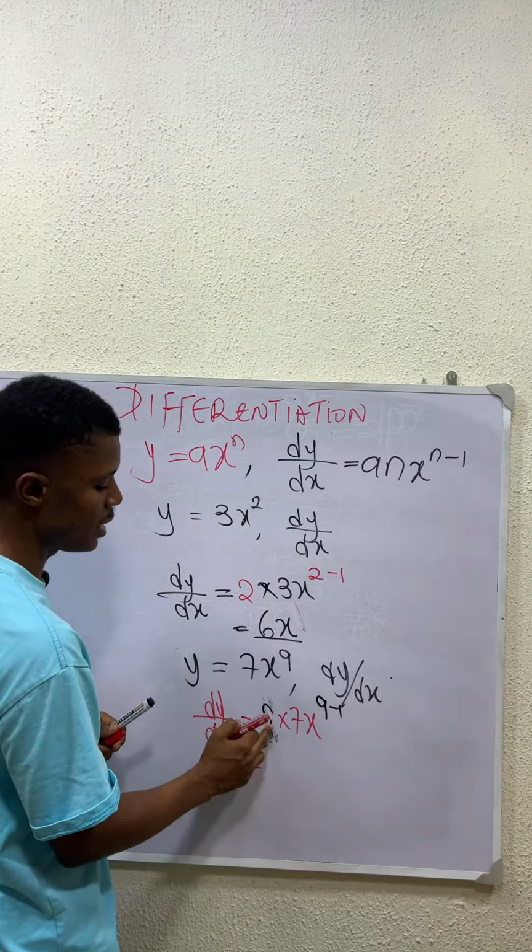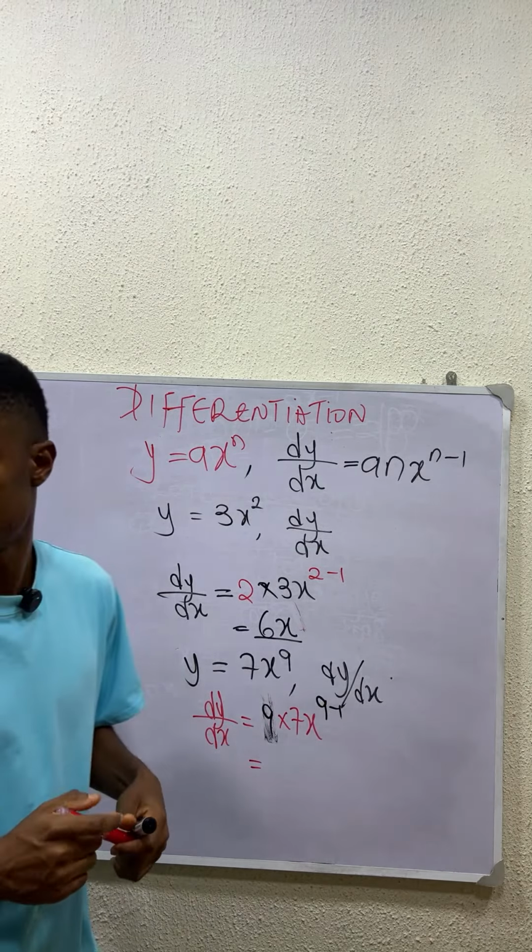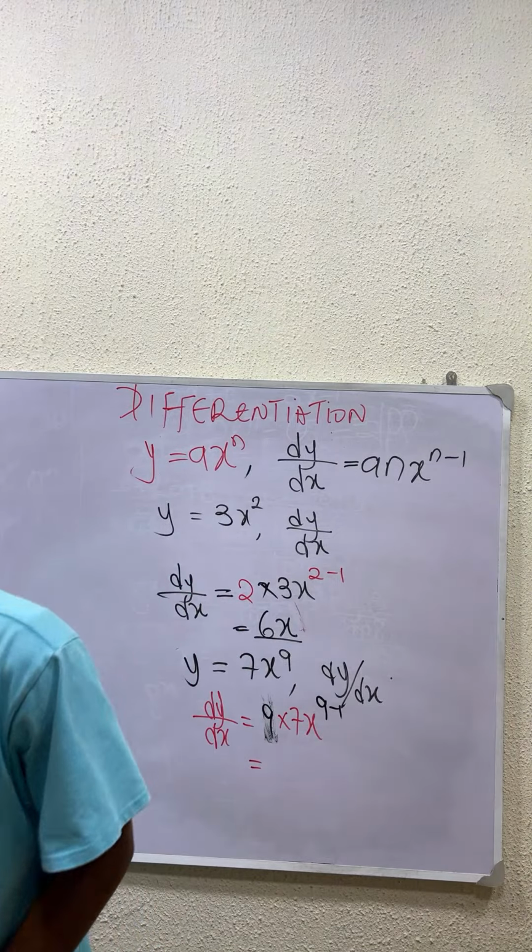What is 9 times 7? Please write in the comments. What do you think 9 times 7 is?